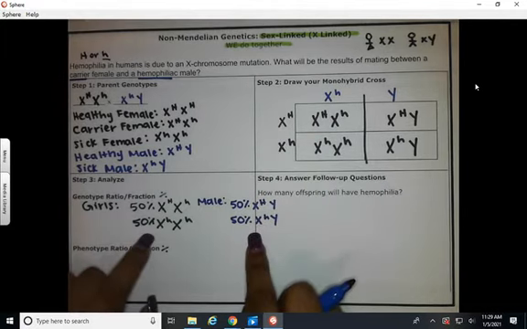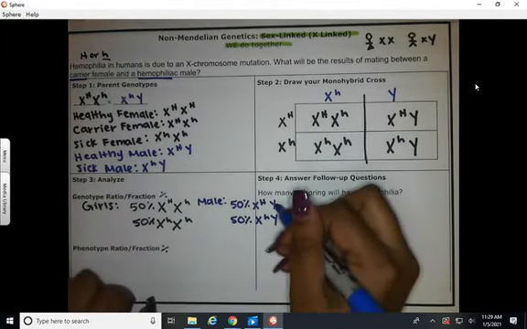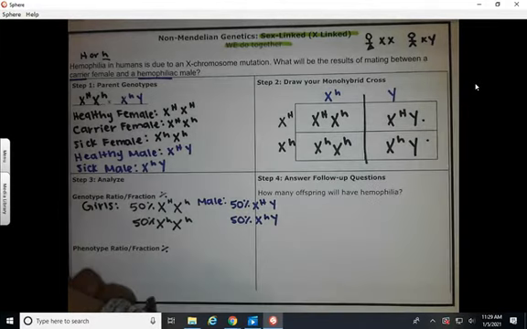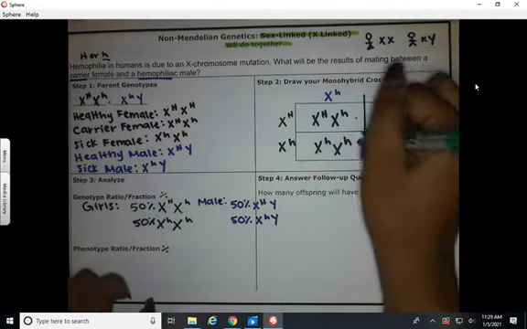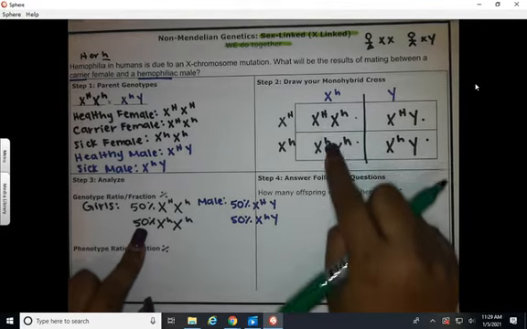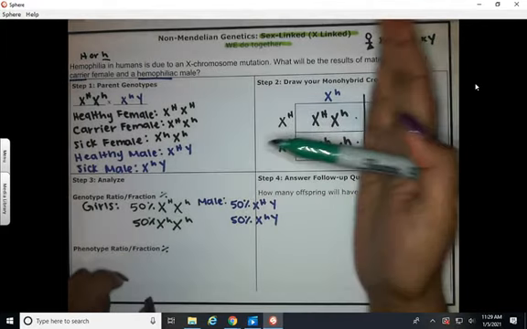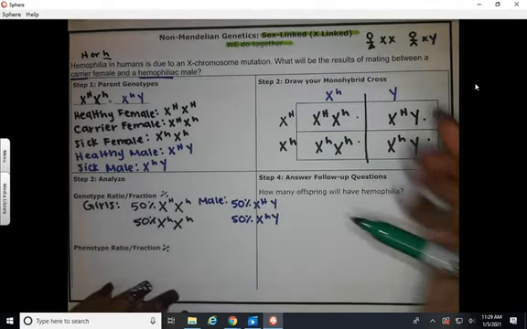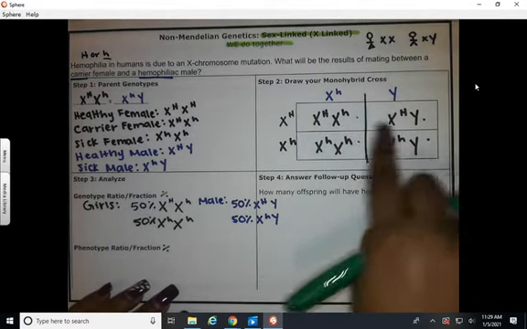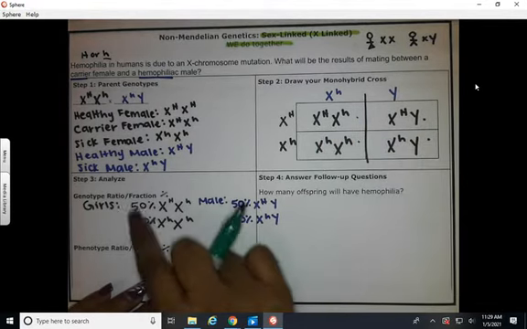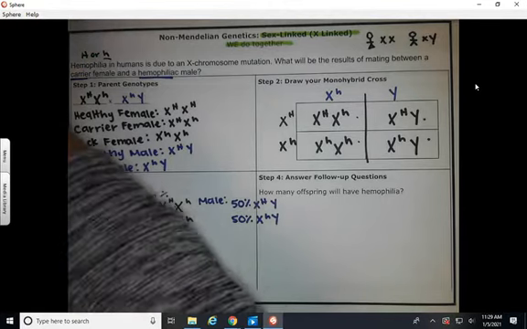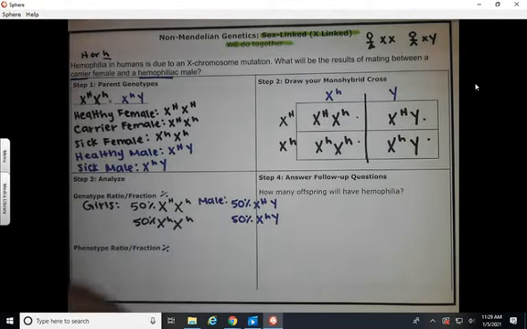See how we got this? So this came from here, and this came from here. The reason why it was 50% is because we're treating the girls and the boys separately instead of looking at it as 4 squares. We're only looking at 2 at a time. That's why it's 50%.